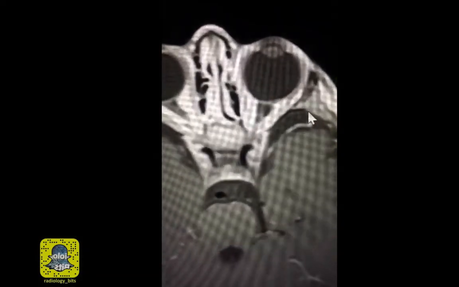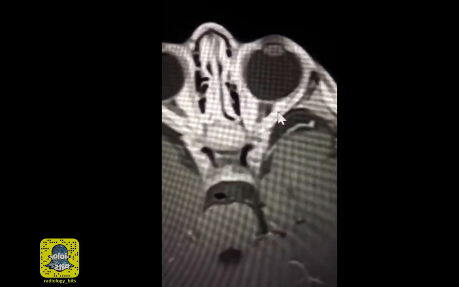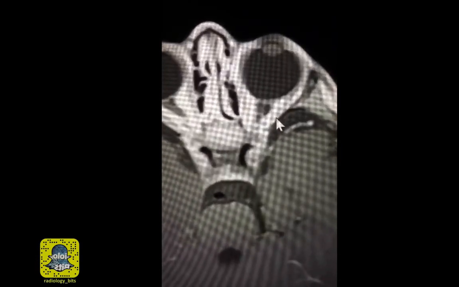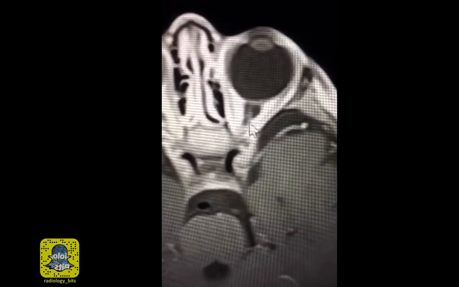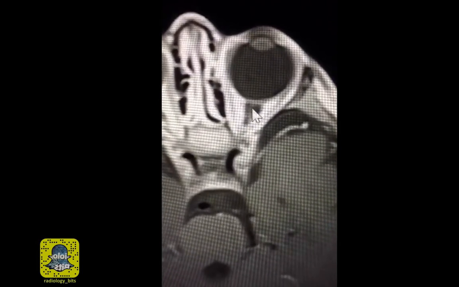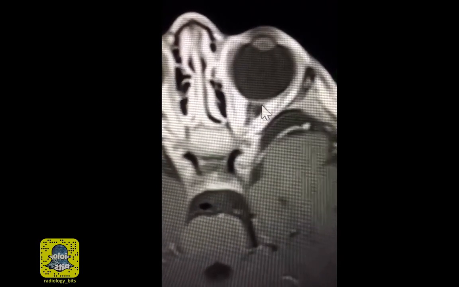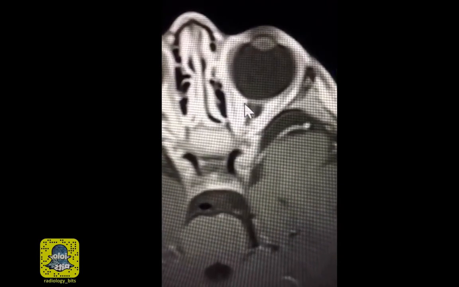One more thing you could do to make sure that this is not part of an enhancing neoplasm is to look at the intravenous contrast enhanced acquisition. And this is a T1 with contrast where the optic nerve enhances a little bit normally, and the cystic space here is not enhancing at all.